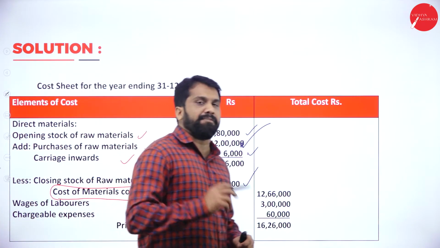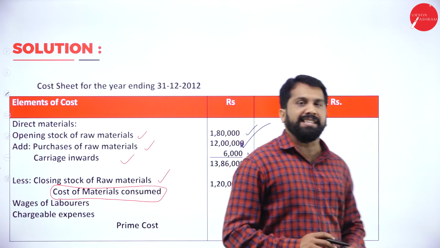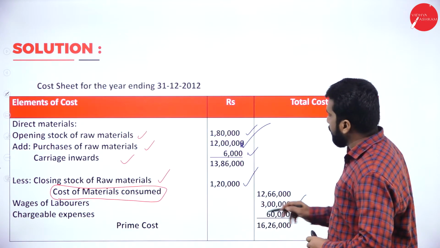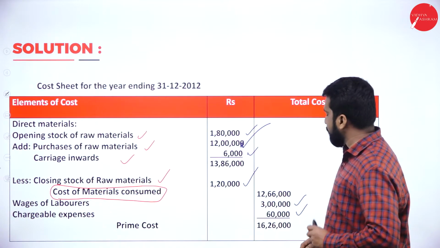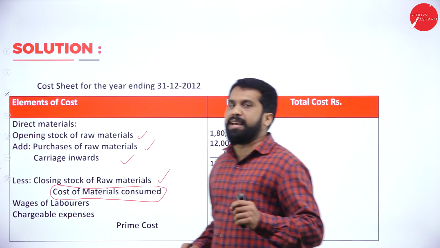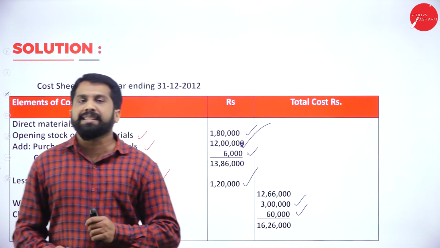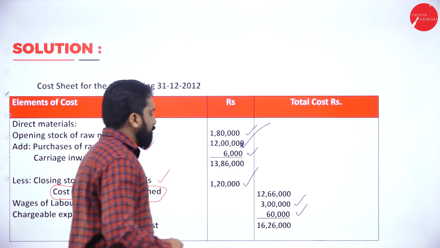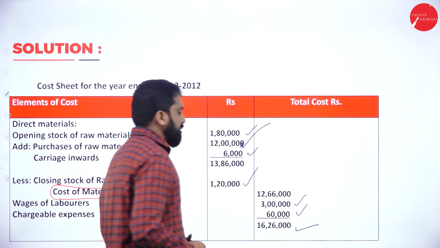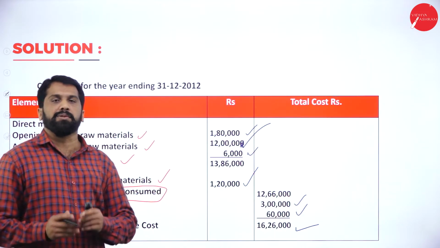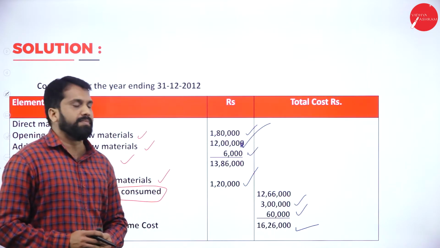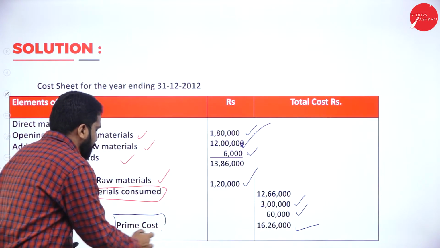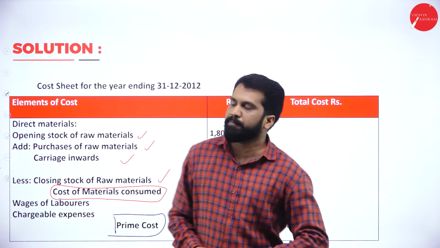For that, what you should add? Is there any direct wages? Is there any direct expenses we should consider? Now, direct labor 3 lakh and chargeable expenses. As I told you, chargeable expenses, we call it as direct expenses. Now, we have considered these two. Your final answer will be 16,26,000. Hope you understood. So, this is up to your prime cost. Your first step we completed.